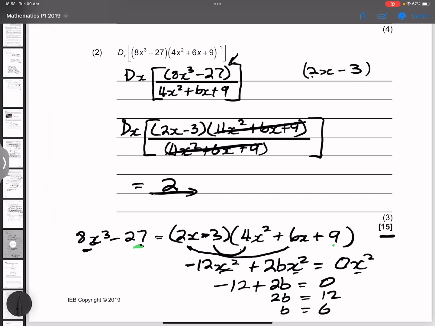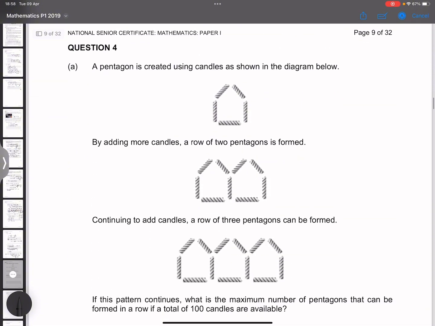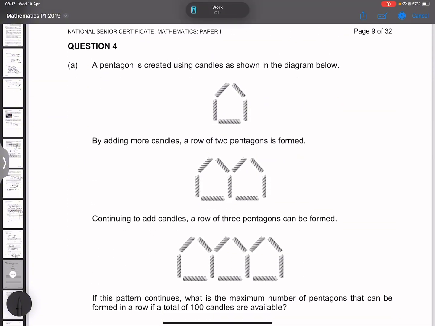Okay, so we are going to go on to the next question, which is question number 4. They say a pentagon is created using candles as shown in the diagram. They say by adding more candles, a row of pentagons is formed, and continuing to add candles, a row of 3 pentagons can be formed.